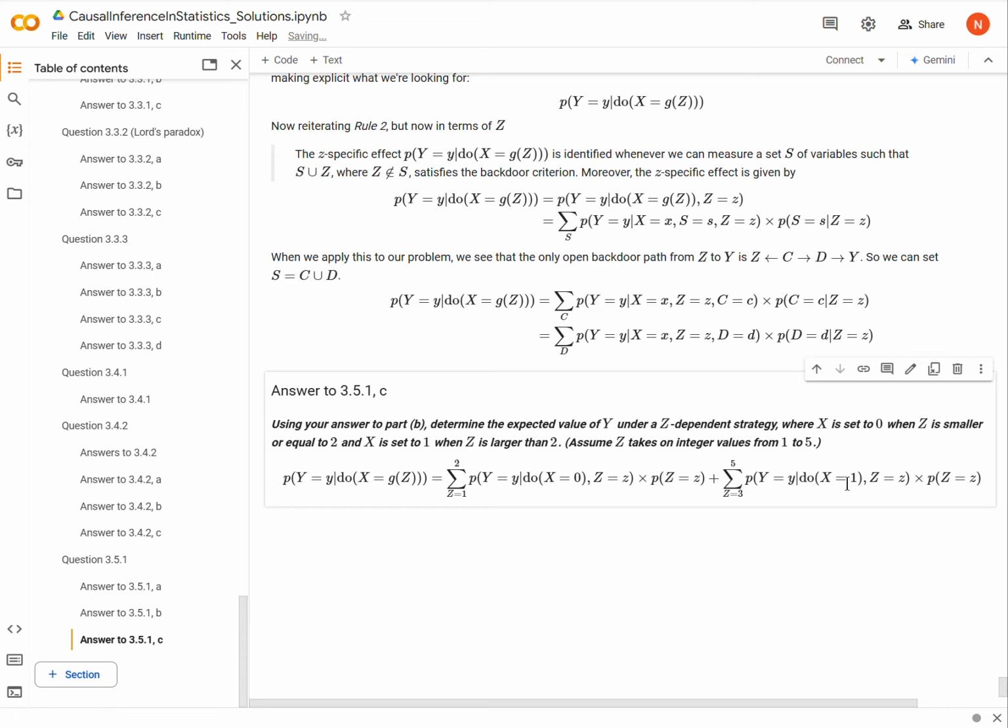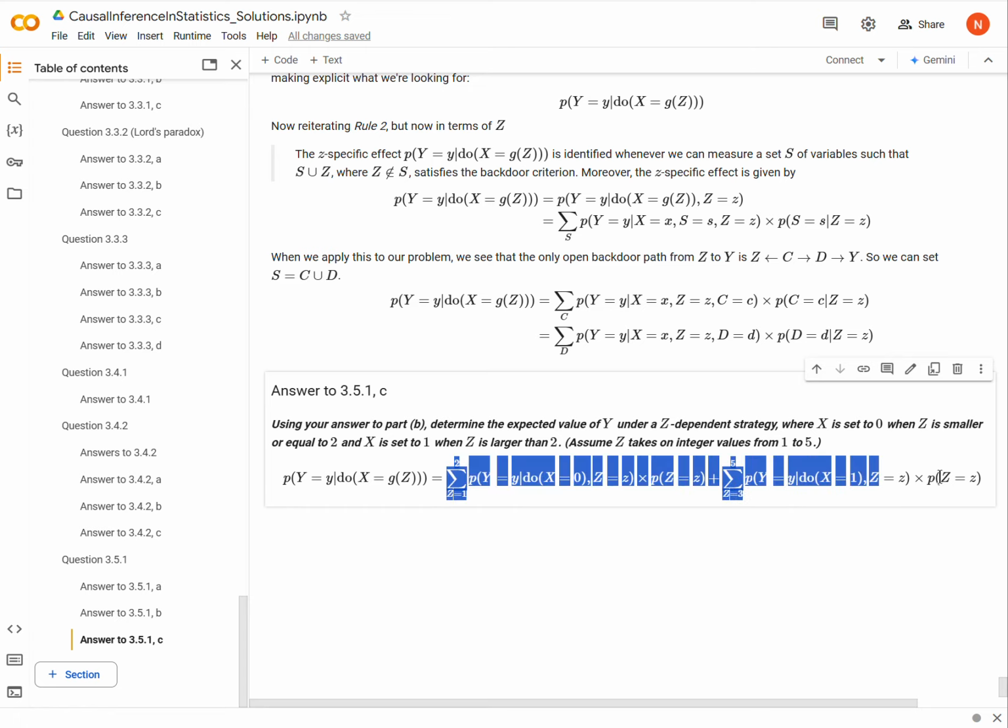Now I could actually get an exact value of all of this if I understood what the probability distribution of z was, but we don't have that. We just know that it takes on values from 1 to 5, but we don't know the probability of it being any of those particular values. We would also have to know the conditional probability of x and y, but anyway, this is the expression for the z-specific effect.